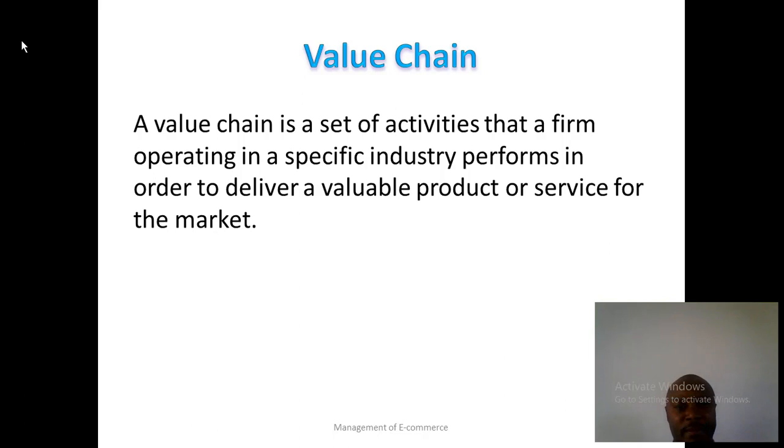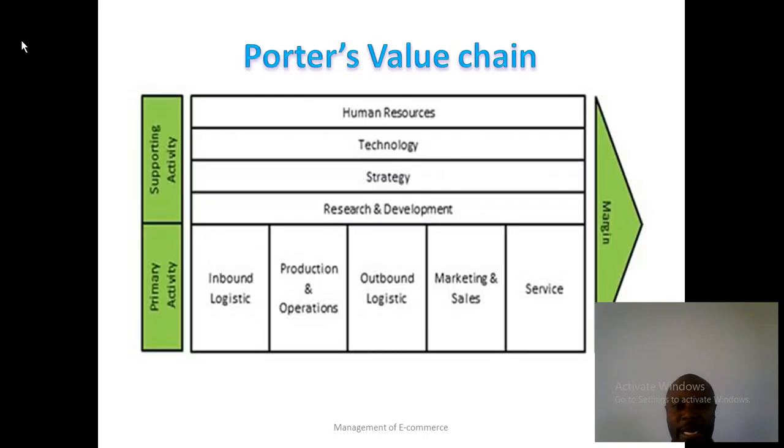Porter summarized value chain by using a diagram. According to Porter, the value chain activities can be classified into two, that is primary activities and secondary activities. Secondary activities are the supporting activities. Primary activities, those are the core activities which are needed for a product to be manufactured.